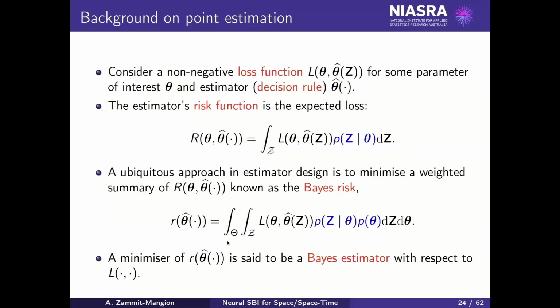But if you want to, you can go a step further, and we can consider what's called the Bayes risk, where we take an average of the risk over all the parameter space. The Bayes estimator is going to be that one which minimizes this average risk. And this is what I've written down in maths over here.